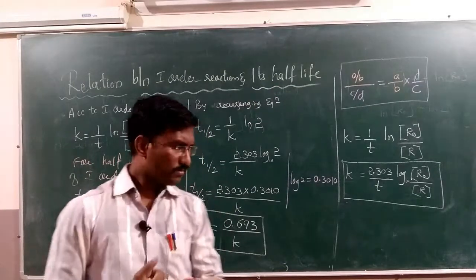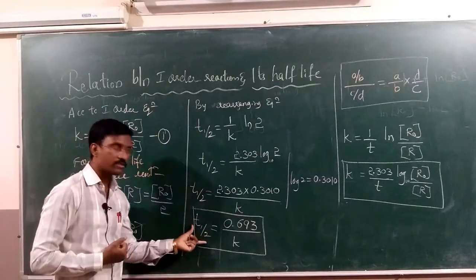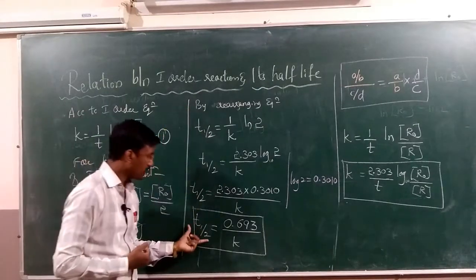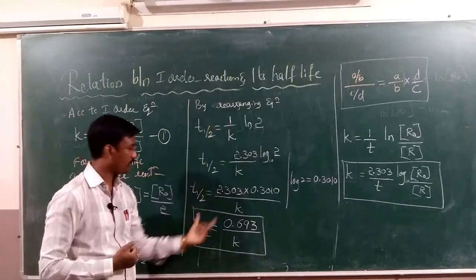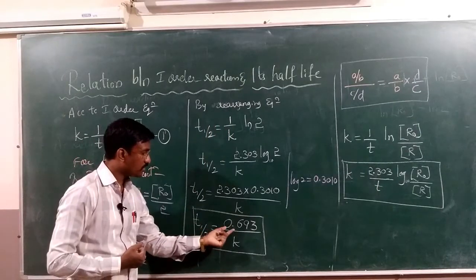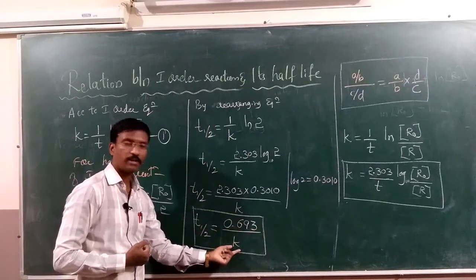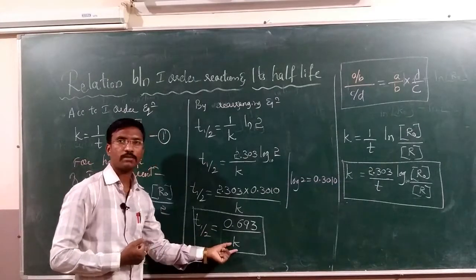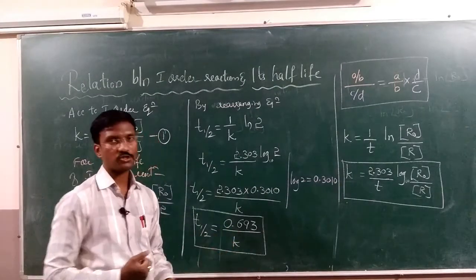So just look here, t half is nothing but the half-life of the reaction. It is for the first order. In the first order, half-life is nothing but 0.693 divided by k. Here t half is the half-life, k is the rate constant. This is the first order reaction.